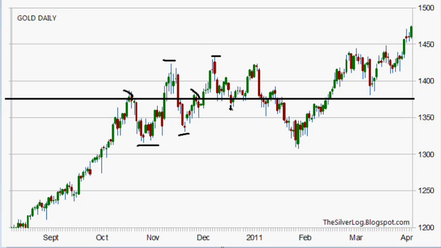Now this time it found support again but couldn't hold, and this is your classic bear trap. It went below the line, and not for long. It's now gone above it. It's starting to break through very nicely.